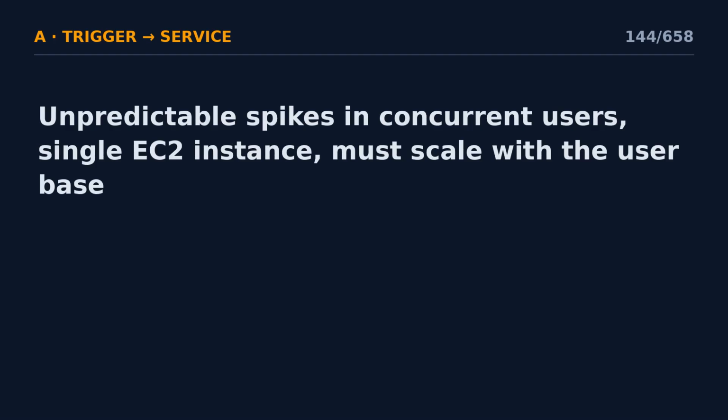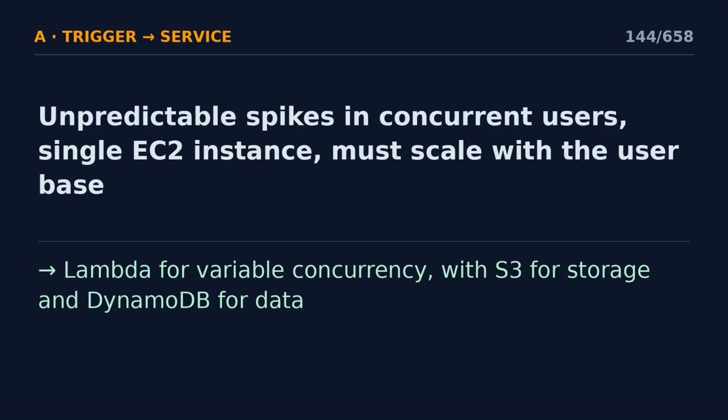Unpredictable spikes in concurrent users, single EC2 instance, must scale with the user base. Answer: Lambda for variable concurrency, with S3 for storage and DynamoDB for data.